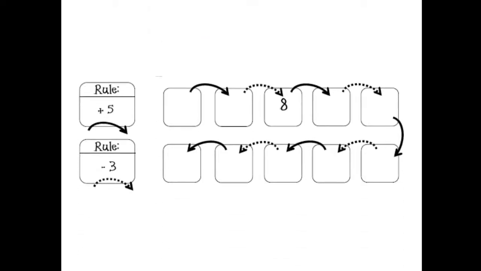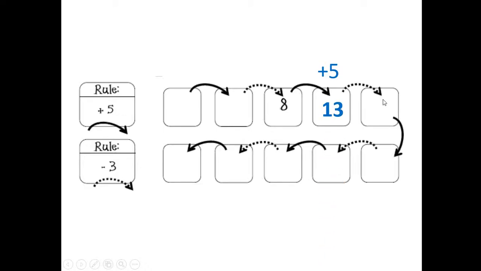In this example, we have the first rule on our solid arrow, which is add 5, and we have our second rule of minus 3 on our dashed arrow. If I start with jumping over my two empty frames and jumping to my first number, I have an 8. So if I take the 8, I have a solid colored arrow, which means I have to add 5. If I add 5 to 8, I get the number 13.